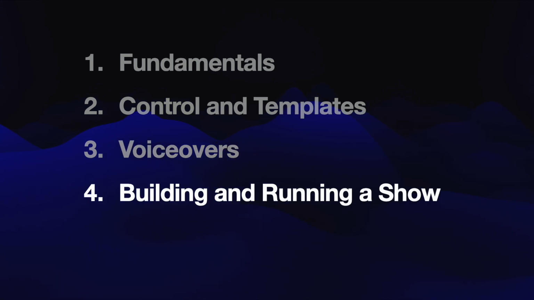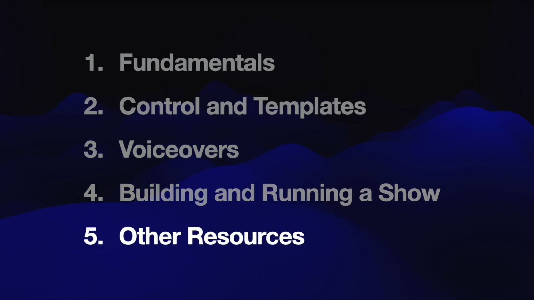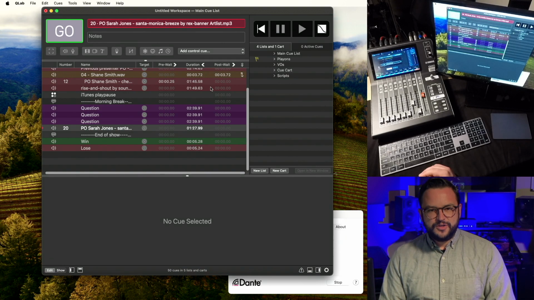In part 4, we'll cover auditioning and choosing play-ons, incorporating voiceovers into the cue list, and best practices on executing cues. In part 5, we'll look at the QLab cookbook, QLab Google group, and I'll finish with some thoughts on paid licenses.